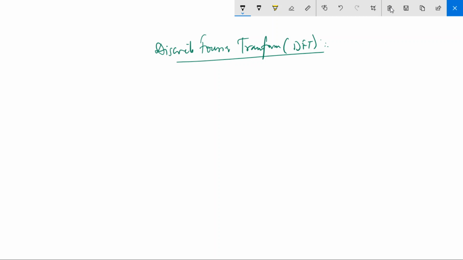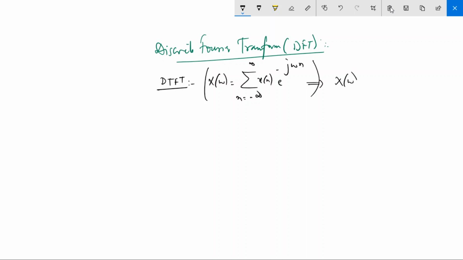Okay, in this class we will discuss the discrete Fourier transform, DFT. You are aware of the discrete time Fourier transform, which is defined as X(omega) is equal to the sum of x(n) e raised to the power minus j omega n, and this Fourier transform has a property that X(omega) is the same as X(omega plus 2 pi).